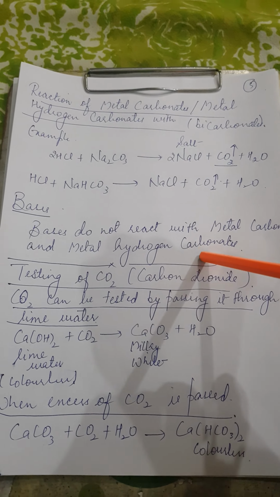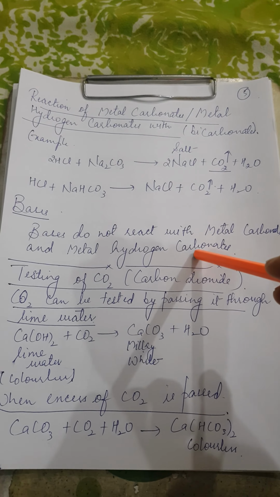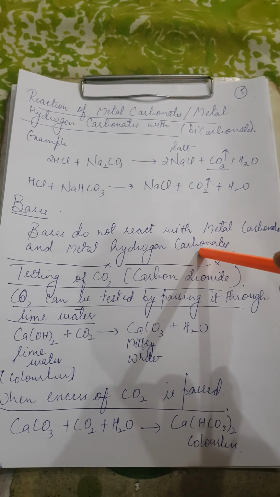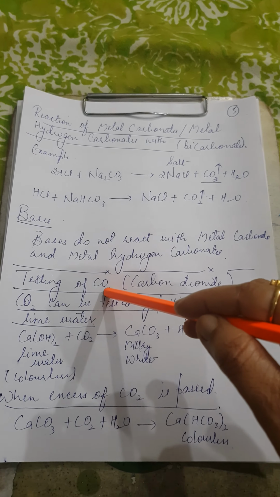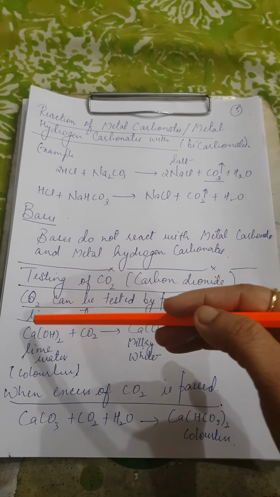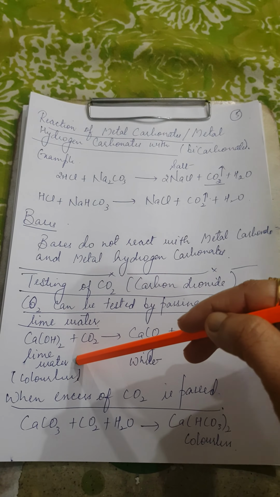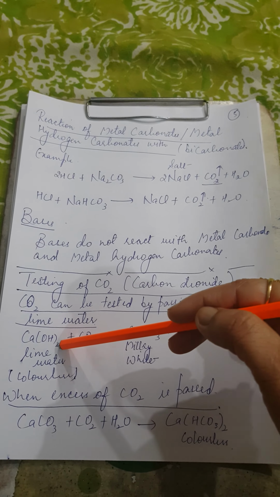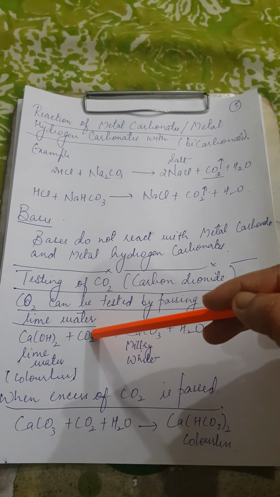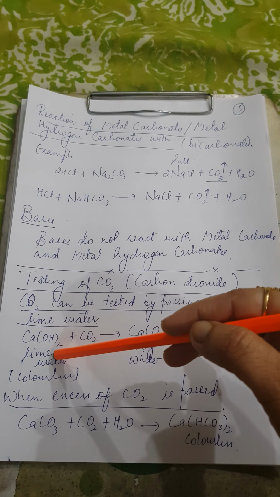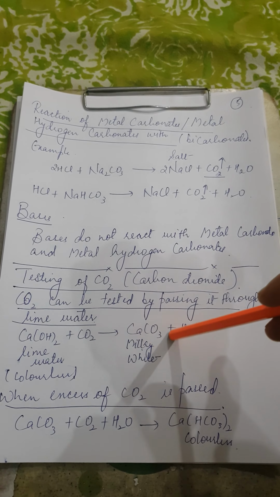Now we know how to test the presence of hydrogen gas, as we have seen in the last video that hydrogen gas burns with pop sound. In similar way, you can also test the presence of CO2 gas, carbon dioxide gas. When we pass CO2 through lime water, it turns milky. Now, lime water, that is calcium hydroxide, Ca(OH)2, which is colorless. When we pass CO2 through lime water, it turns milky due to formation of calcium carbonate.